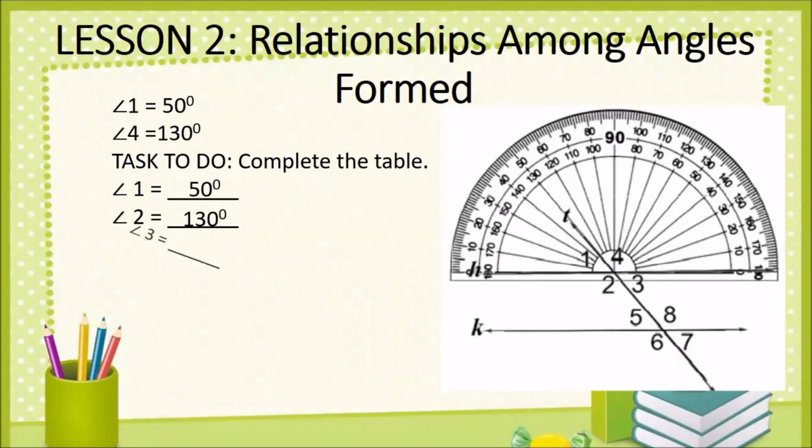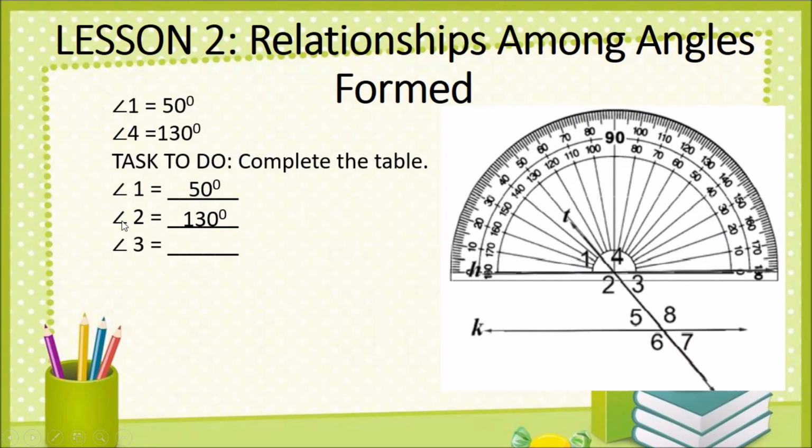Then, ano naman si angle 3? Angle 2 and angle 3. Angle 1 and angle 3 are vertical angles. They are opposite to each other. Or another one na measure ng angle 2, kahit hindi tayo mag-compute na 180 minus 50, ang ka-vertical angles ni angle 2 ay si angle 4.